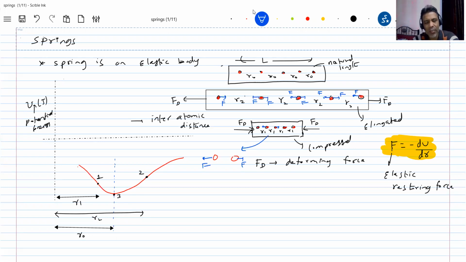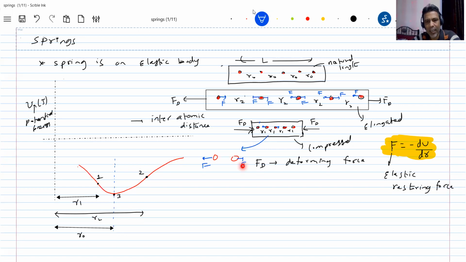So the elastic forces will act in such a way that now they should repel the atoms. So therefore, here it's again a restoring force. It will act in such a way that it will try to increase the length. If you remove the deforming force, with the help of this elastic force, it will come to its original length. So there's one basic idea of the elastic body.